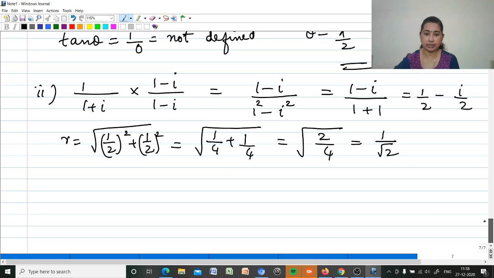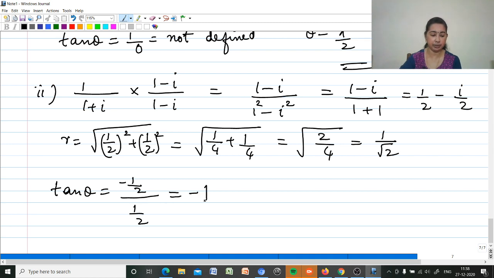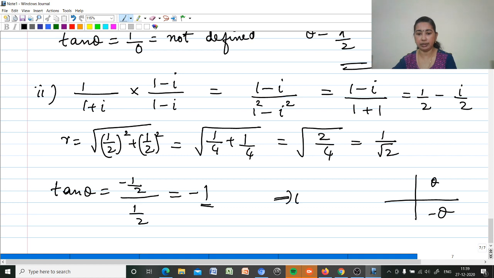Now we have to find what is the argument. Tan theta is equal to y by x. y is minus 1 by 2, x is 1 by 2, which is equal to minus 1. And we have to check in which quadrant it is lying. x is positive, y is negative. x positive, y negative means it is in the fourth quadrant. Here theta, here minus theta. So for which value of tan do we get 1? We get it for pi by 4, and it is in the fourth quadrant. So we have to take the angle theta as minus pi by 4.